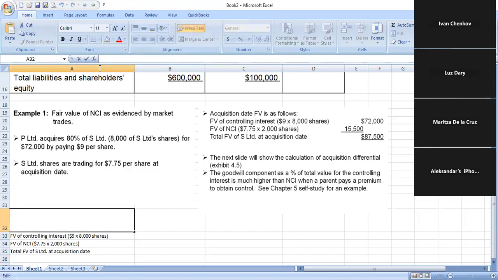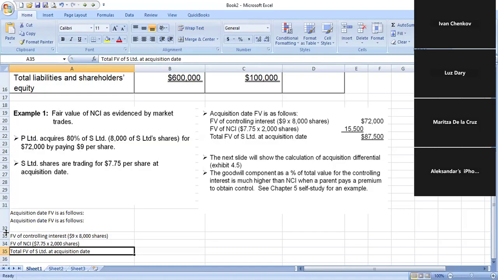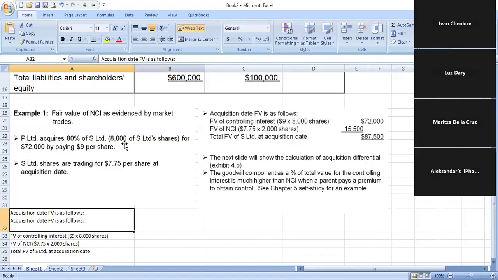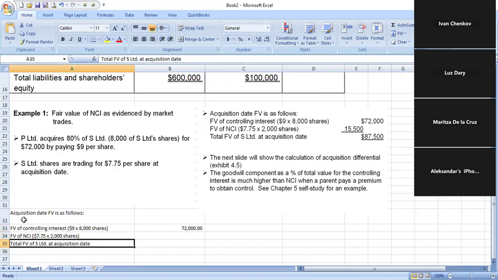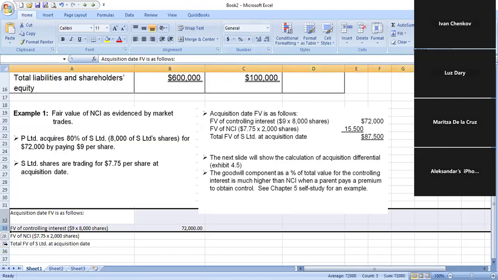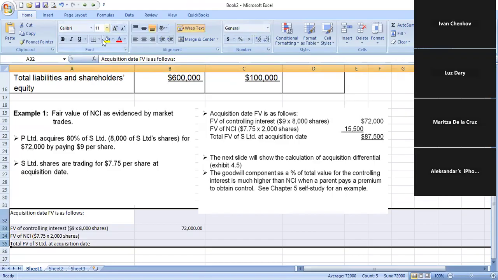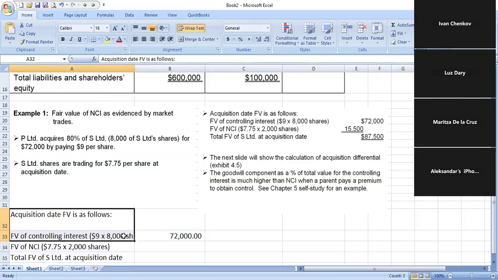Let's get rid of some of these, there are too many of them. Okay, so we have the controlling interest will be $72,000. Then we're going to have... I'm doing this because I'm going to use it later. That's why I want to do it here so you can see the whole idea.